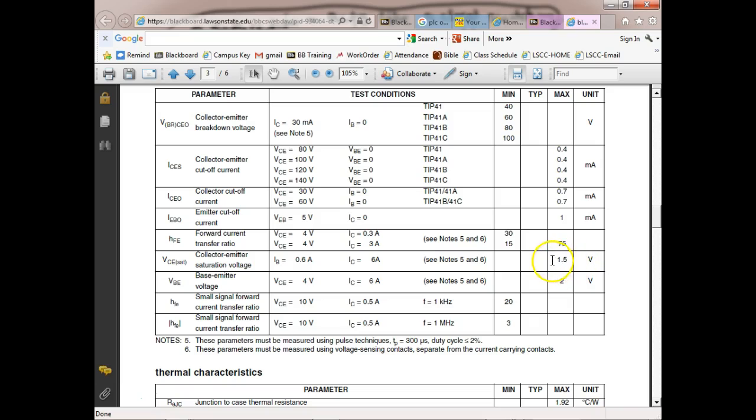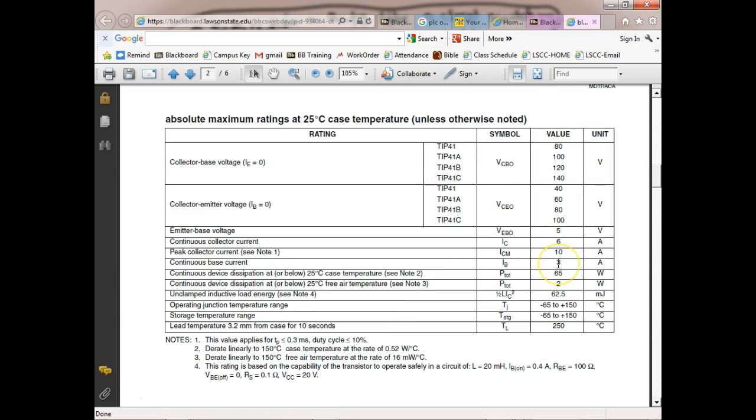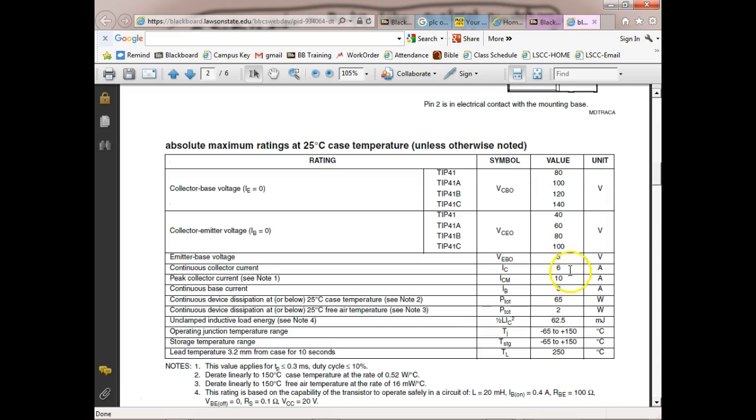So this guy here is going to drop less than 1.5 volts when it's saturated. And when we saturate it, we can get up to what? 6 amps on this guy.